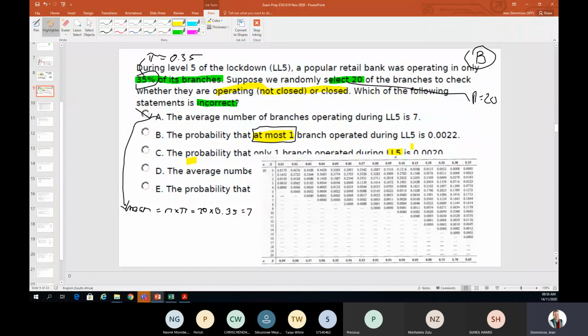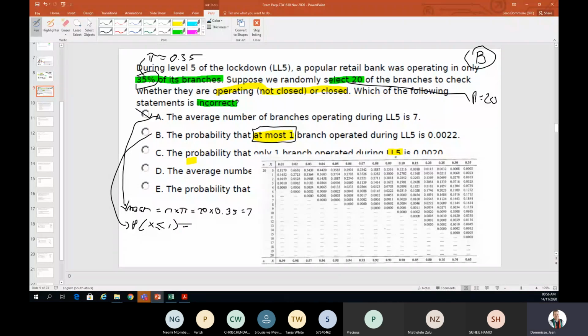I think that is always the difficulty with these at most and at least questions. I hate it when they ask that. They should have just said probability smaller or equal to 1. So there can't be two branches open, at most one. So if we look at it, we need to say at most, so it is the probability that x is smaller or equal to 1.